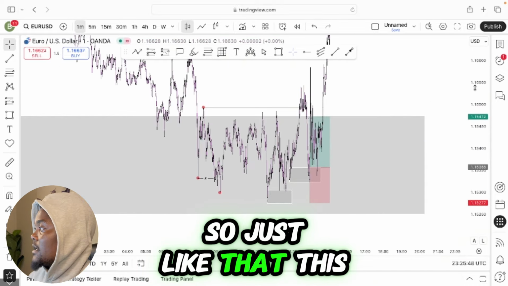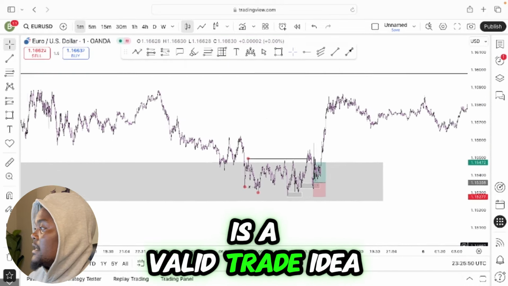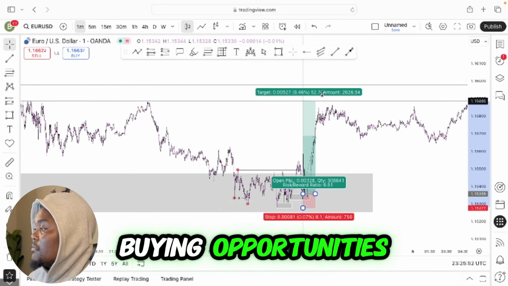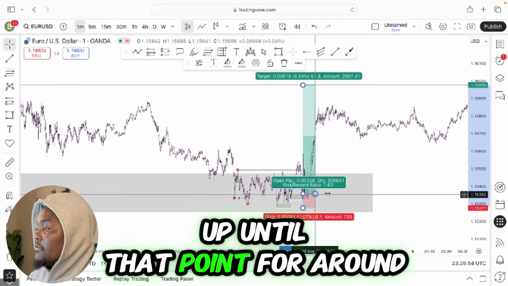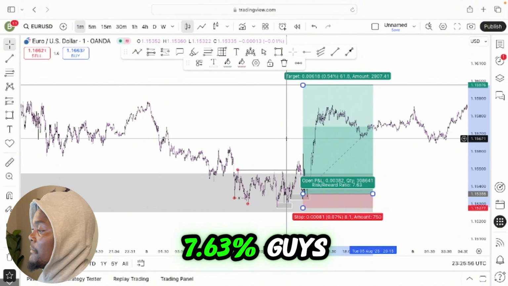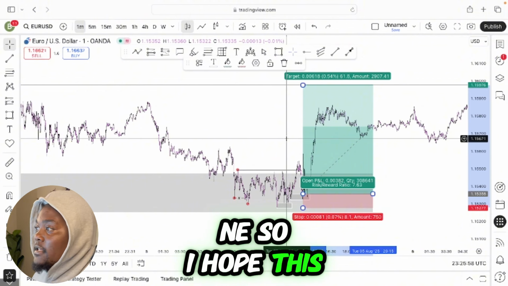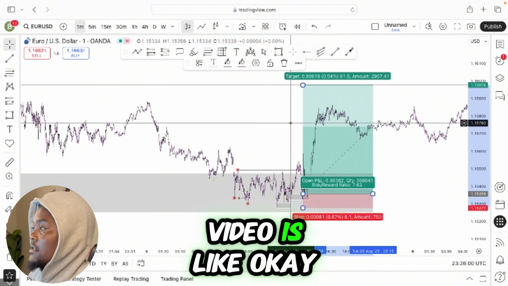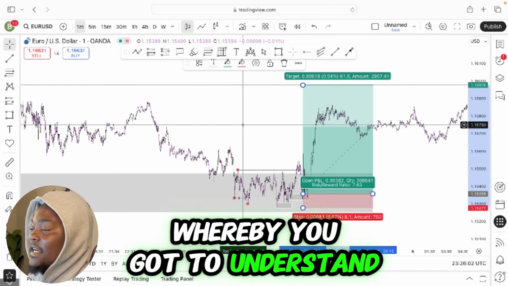So just like that, this is a valid trade idea, and you're looking for buying opportunities up until that point for around 7.63%, guys.